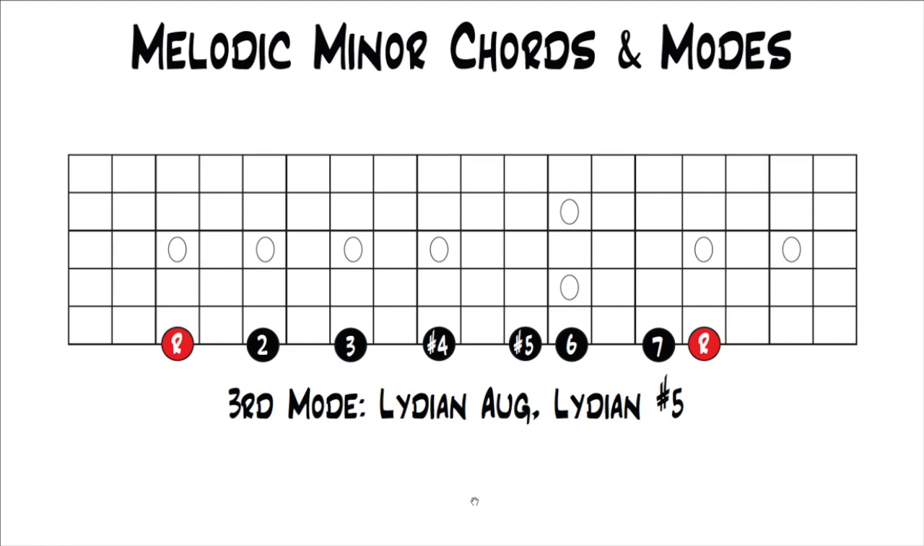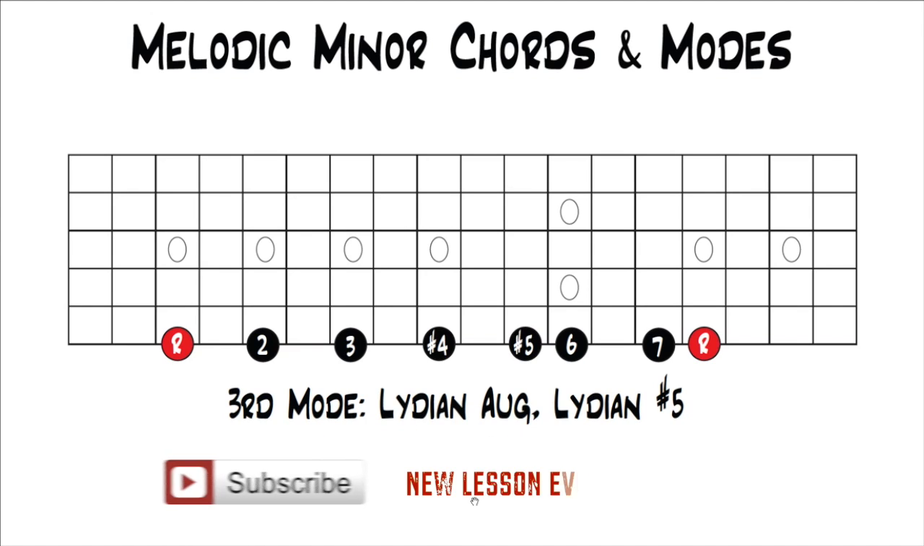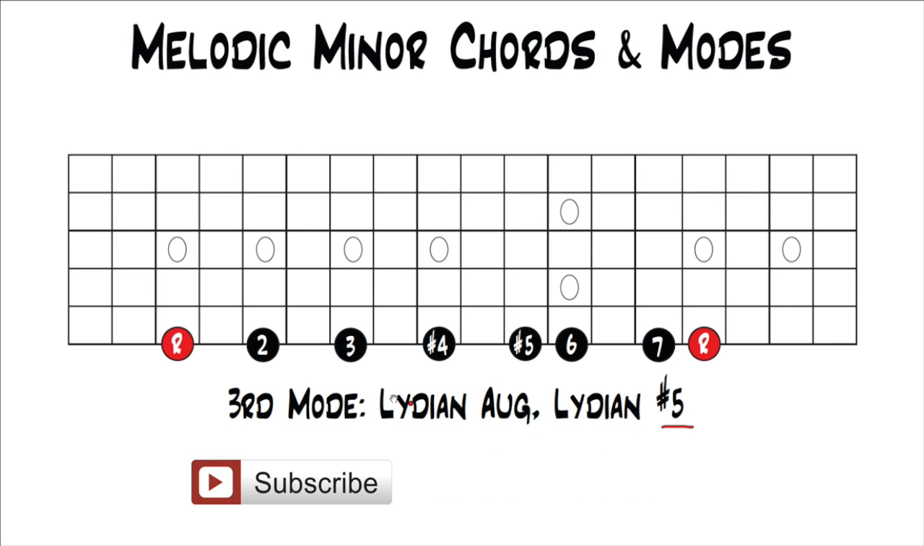The next mode, the third mode, is the Lydian augmented or the Lydian sharp 5, which hopefully you can figure out how to build, because the Lydian scale, you know, is root, 2, 3, sharp 4, 5, 6, 7. That would mean that you're just taking the Lydian scale and sharping the 5. That would give you the Lydian augmented or Lydian sharp 5. So that gives you root, 2, 3, sharp 4, sharp 5, 6, 7. So the only difference between this and the Lydian mode is that you've sharped that 5.